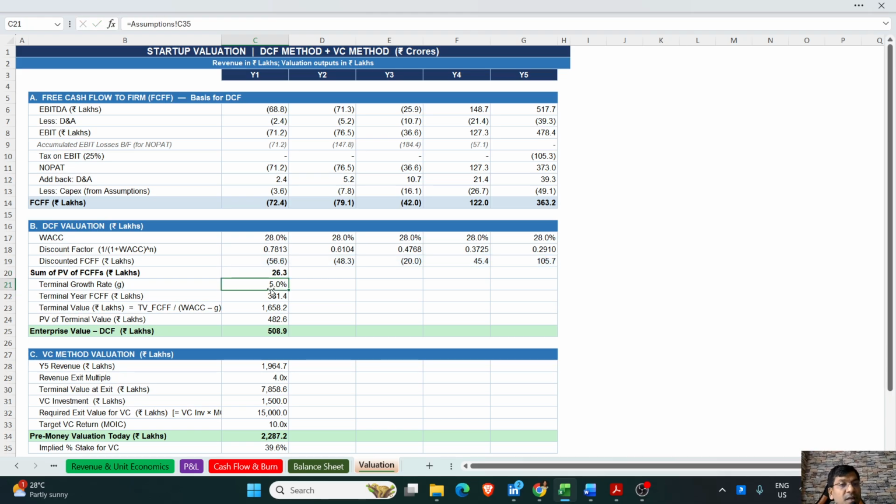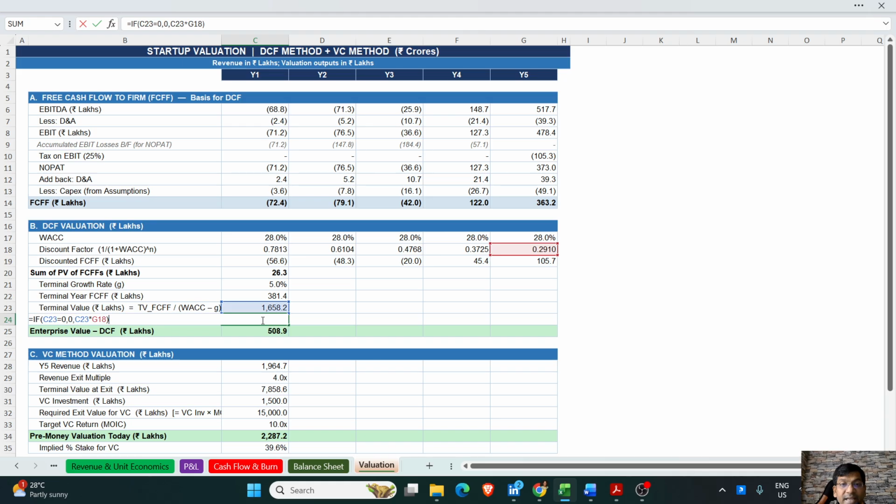Then I also have a terminal growth rate. So my terminal year cash flow will be the last year's free cash flow into 1 plus 5%, because that is what I am assuming that it will grow in each of the years. And therefore, the formula for this will be the last year's cash flow, C22 divided by G17, which is my WACC minus terminal growth rate of 5%. So 28% minus 5% is 23%. I am dividing it by this. So it becomes 1658.2.